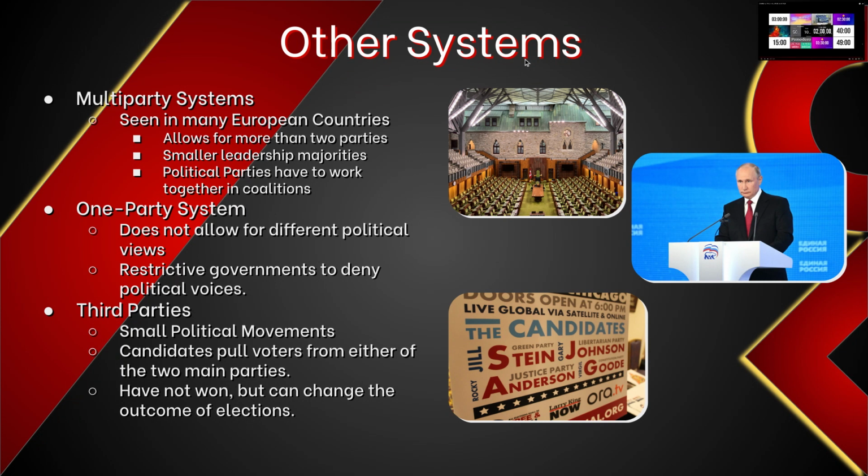Okay, so the majority of this slide is talking about political systems in other parts of the world. So outside the United States, in some countries, mainly in Europe, you have what's called a multi-party system. So that's two or more, or in this case would be, let me correct that, three or more parties, anything over two.